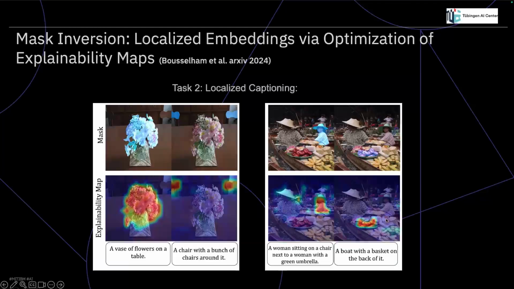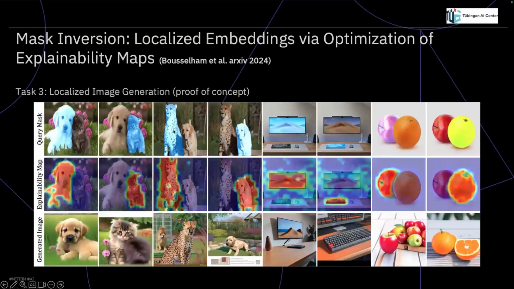So you see how it interprets the scenes in this context. And finally, obviously, we wanted to explore the localized image generation. So here, if you just mask the dog and want a picture of this dog, this is what you get. Same here with cats and also cheetah versus dog.